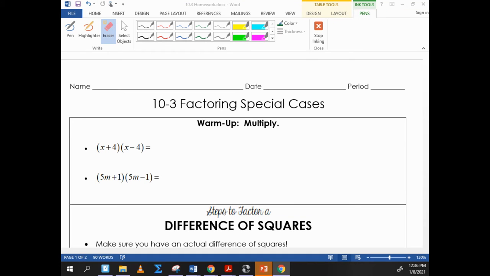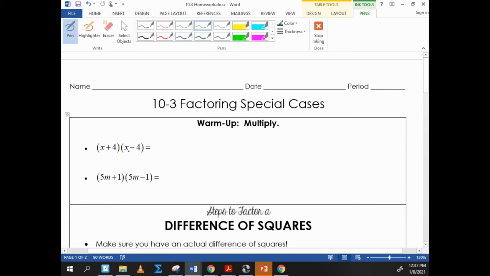All right, for this lesson, Unit 10-3, we're going to be doing more factoring. These are what we call special cases. For our warm-up here, we're going to do a few problems that we did before the break, before Christmas, and we'll show you why we call them special cases.